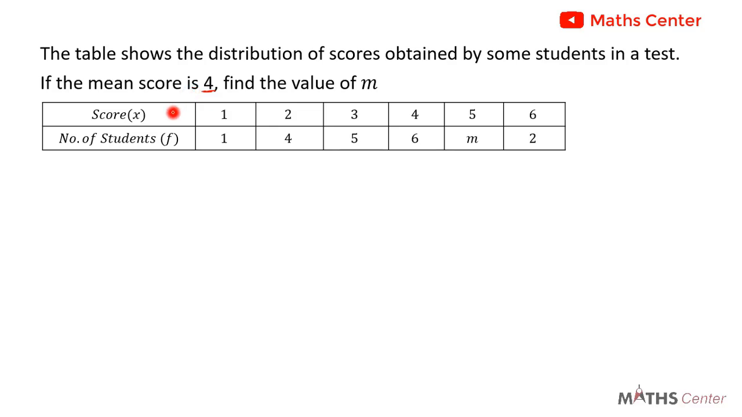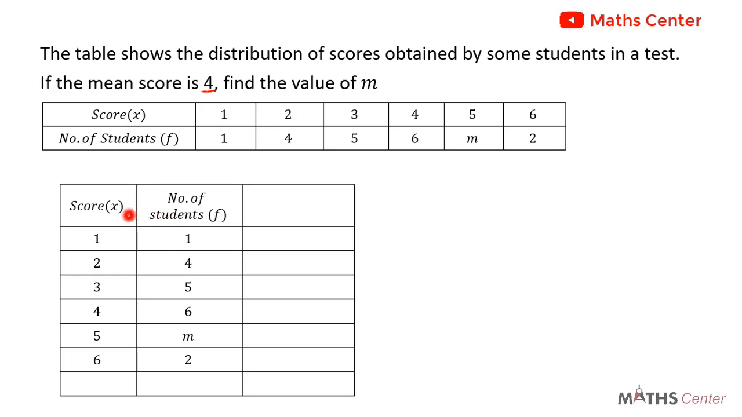To do that, we will have to find the mean and then we will equate it to 4. That will help us to get the value of m. So we are going to find the mean. I'll draw a table with 3 columns, like you can see here. The first column will be for the scores. We have 1, 2, 3, 4, 5, 6. The next one will be for the number of students. We have 1, 4, 5, 6, m, and 2.